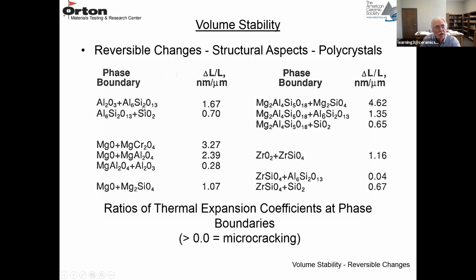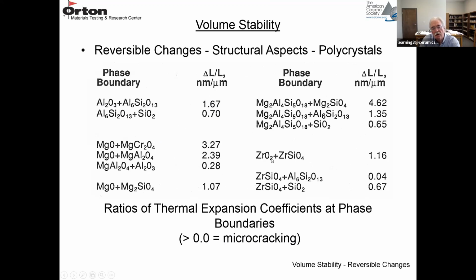And here's an example of Al2O3, Al6Si2O13. And this is the ratio of the expansion coefficients at the phase boundaries. So two different crystal materials coming together have different thermal expansion coefficients. Anytime that ratio is greater than 0, you're going to have a potential for microcracking. So you can see on this first one, alumina and mullite, it's 1.67. So it has a great potential to form microcracks.